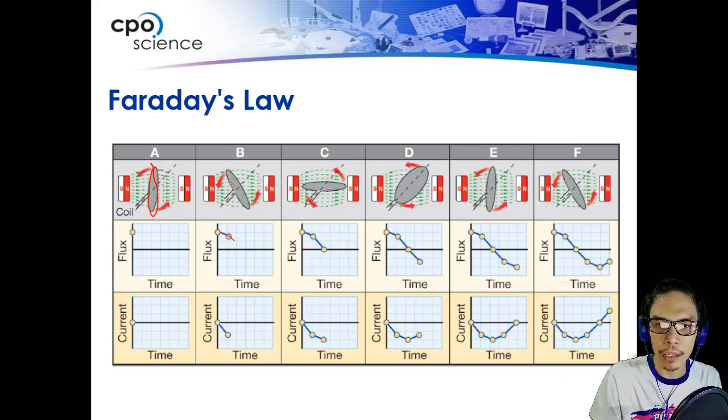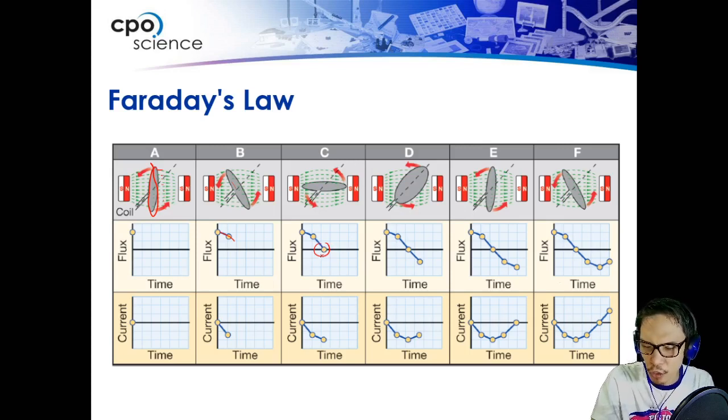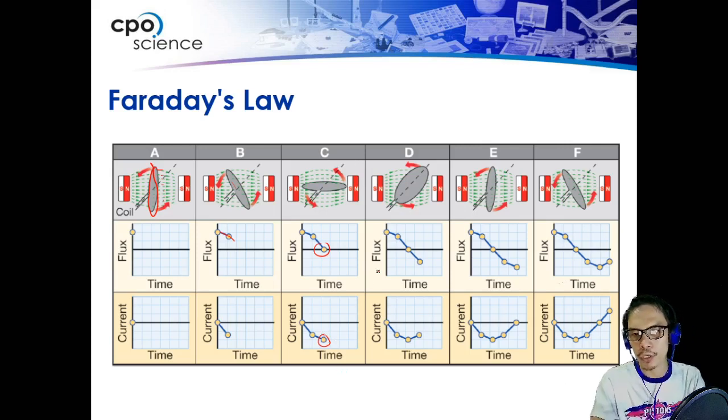Next one. Let's go back to the flux above. If the loop of wire is parallel to your magnetic field, if it is cosine 90, or parallel just to make it simple, the flux starts to become zero. It goes back to zero. So that is the maximum current that you will produce. That's the maximum current over here.